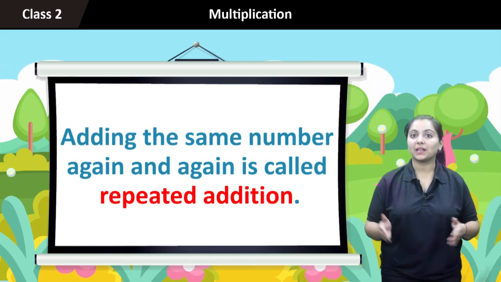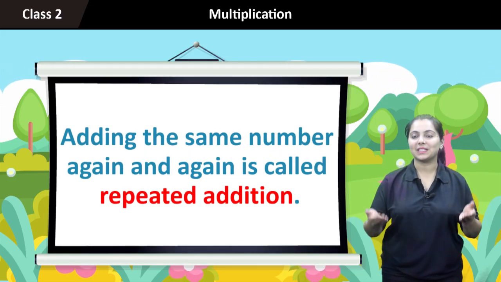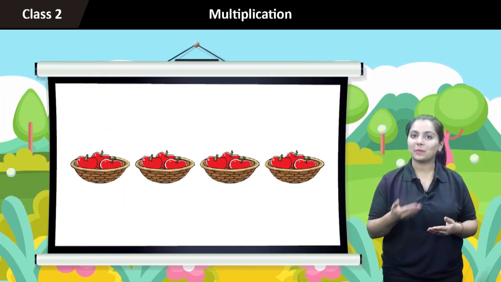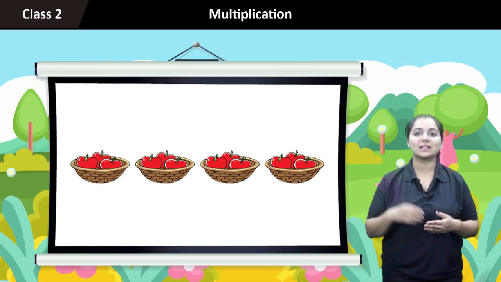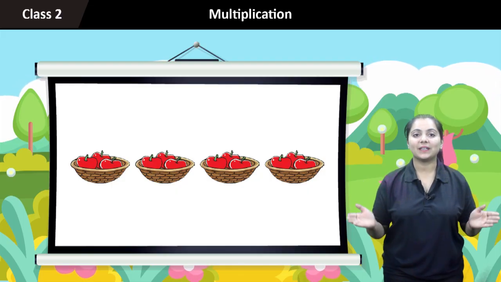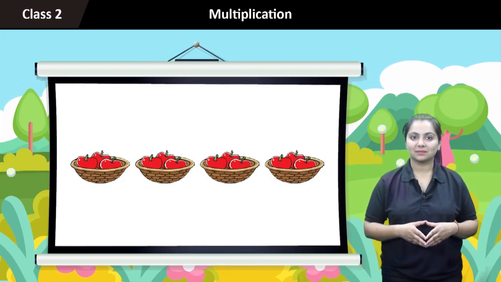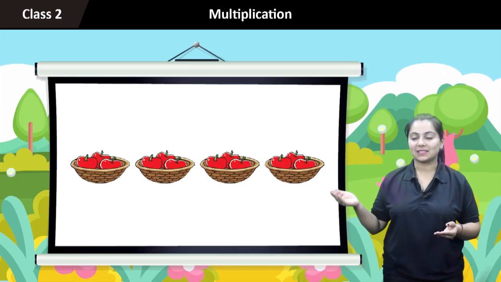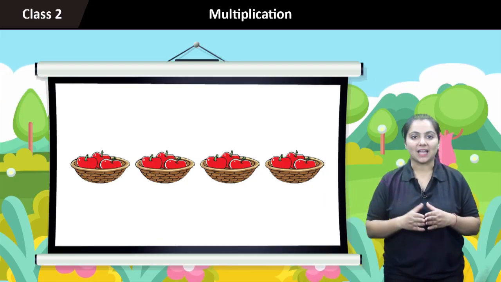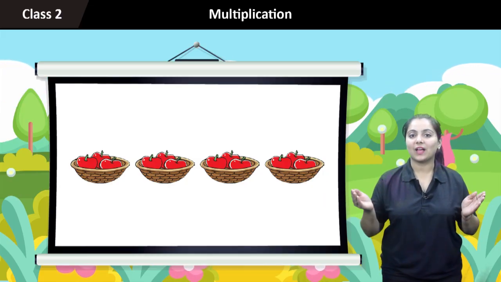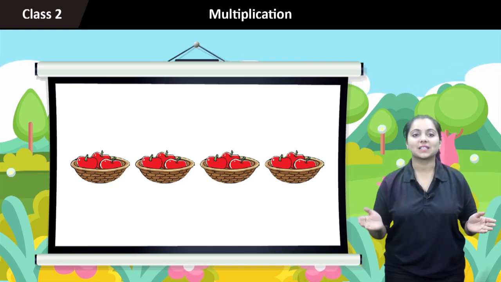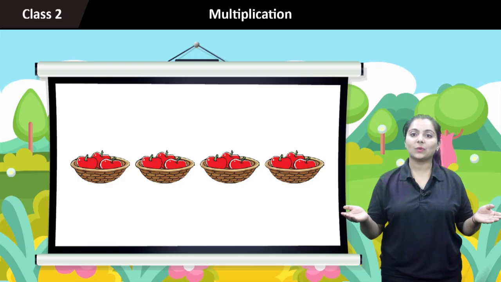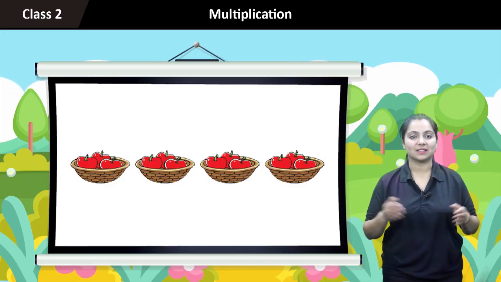Adding the same number again and again is called repeated addition. For example, there are 4 baskets with 3 apples in each. How many apples are there in all? There are 3 plus 3 plus 3 plus 3, that is equal to 12 apples in all. This is called repeated addition. All the equal groups are added to find the total.